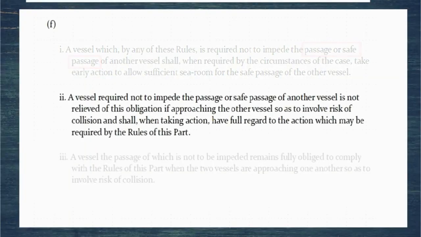Then paragraph 2 of part F goes on to say, a vessel required not to impede the passage or safe passage of another vessel is not relieved of this obligation if approaching the other vessel so as to involve risk of collision, and shall, when taking action, have full regard to the action which may be required by the rules of this part. And what this basically means is that you cannot say, oh, risk of collision exists, I'm going to apply the crossing situation rule and stand on.